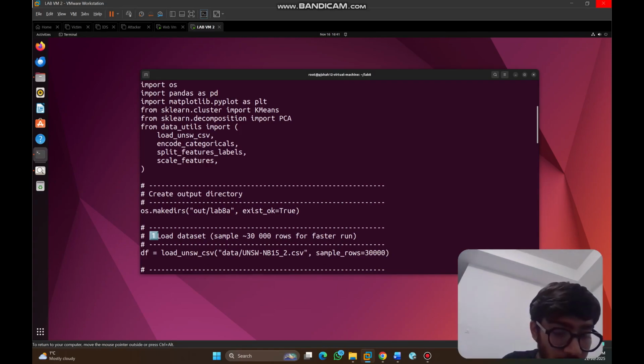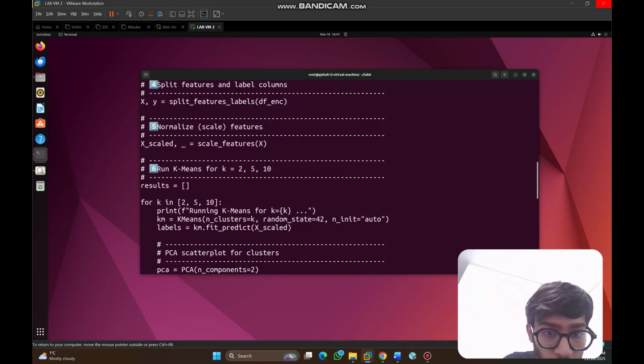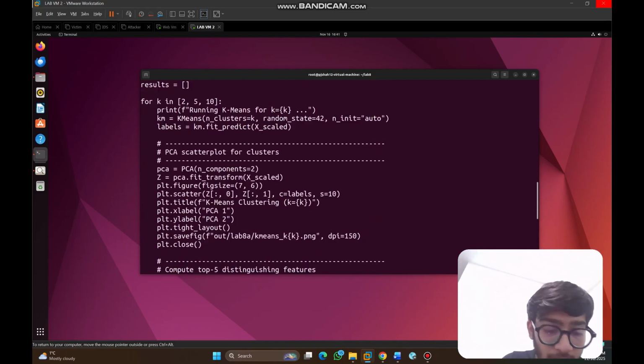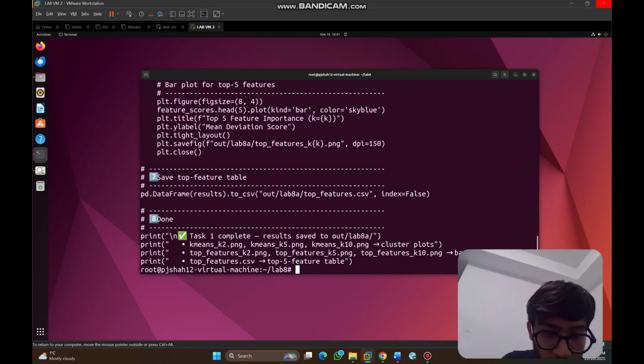And then after scaling, the script runs K-means clustering with three values: k equal to 2, k equal to 5, and k equal to 10. Then I use PCA to reduce the data into two components for visualization. And finally, as you can see, it identifies the top 5 features.